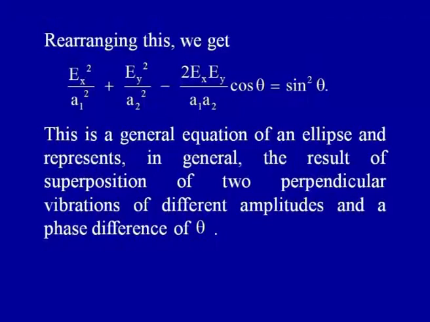This is the general equation of an ellipse. A general equation of an ellipse is an ellipse with the center at the origin and with its major and minor axis making some angle with the coordinate axes. So, this represents in general the result of superposition of two perpendicular vibrations of different amplitudes and a phase difference of theta.